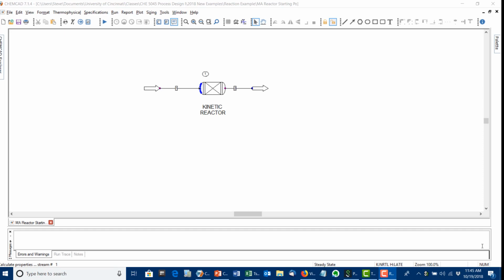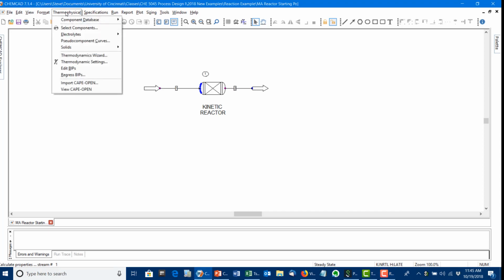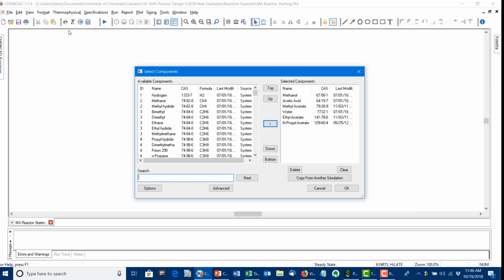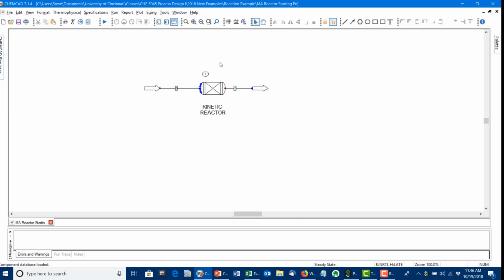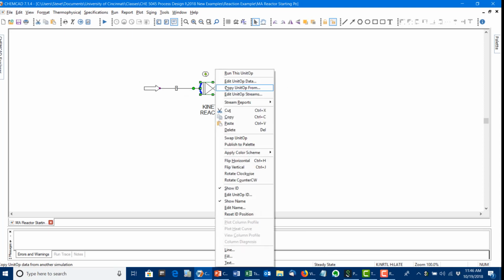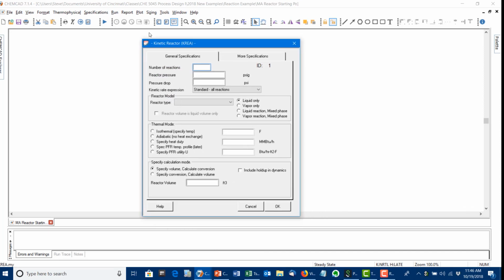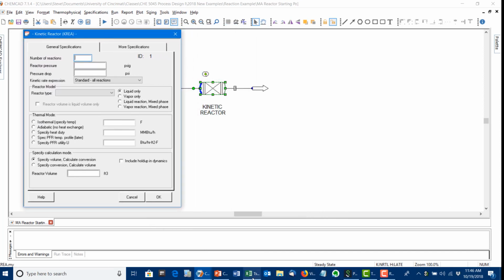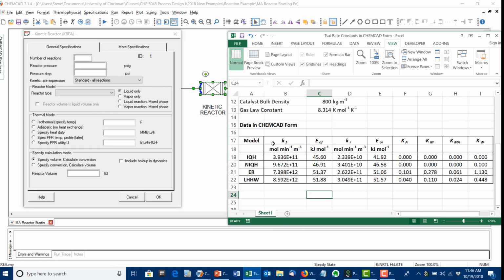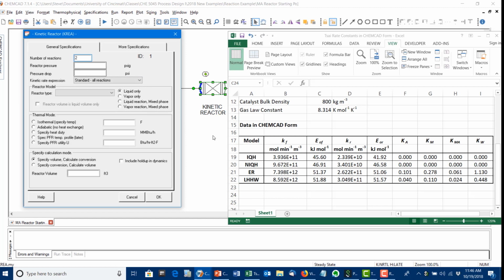Now let's implement this reaction system in CHEMCAD. What you see here is a flow sheet. It's the same base flow sheet we used for the other reactor examples. You can see I've got the same components as before: methanol, acetic acid, methyl acetate, water, ethyl acetate, propyl acetate. I'm also using the same thermodynamics as in the previous system. What we need to do now is put in the kinetic parameters. So let's open up the kinetic reactor model, and I'm going to pull up the spreadsheet I used to calculate the model parameters previously. So I've got two reactions, and we'll do the IQH model first.